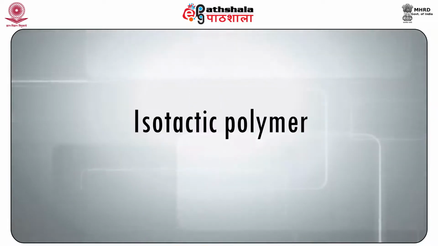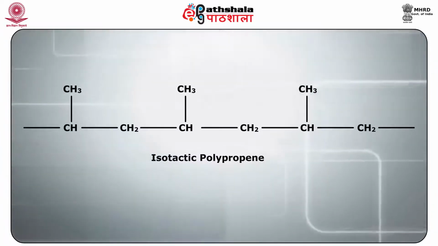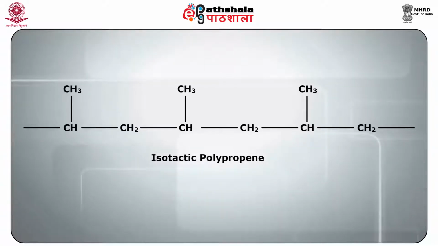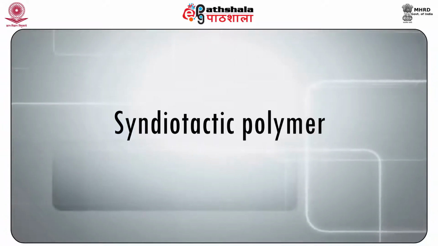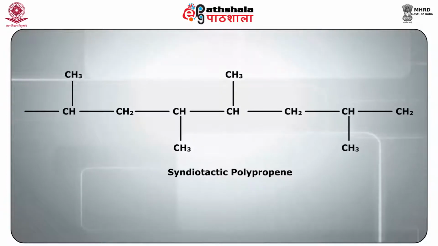On the basis of structure, polymers are differentiated into three groups. Isotactic polymer. Polymers in which the characteristic and distinctive groups are arranged on the same side of the main chain are called isotactic polymers. For example, the structure of isotactic polypropylene is given. Syndiotactic polymer. If the characteristic groups are arranged in alternate fashion along the main chain, then the polymer is said to be a syndiotactic polymer. For example, the syndiotactic polypropylene is shown.